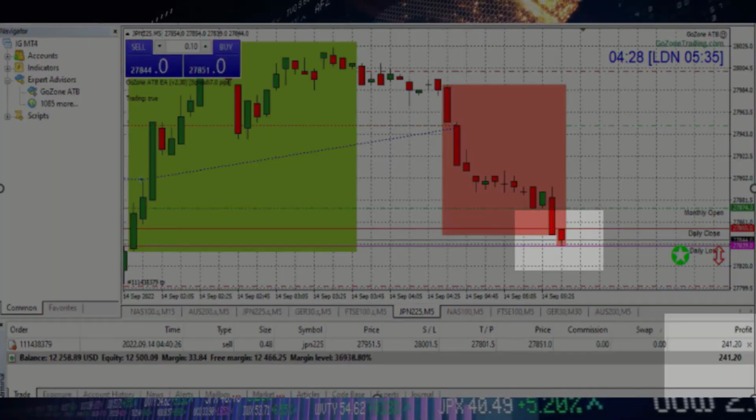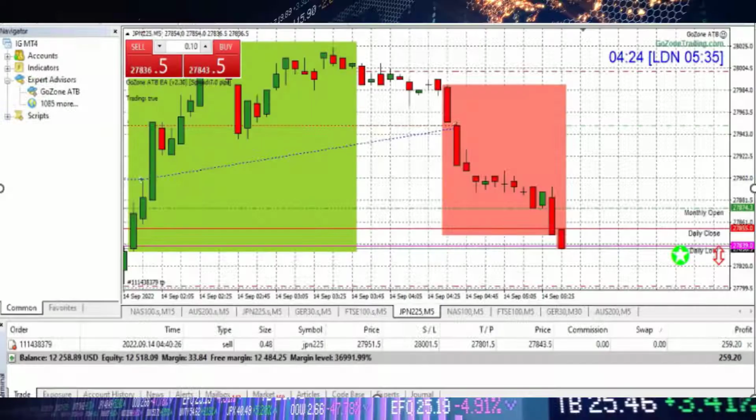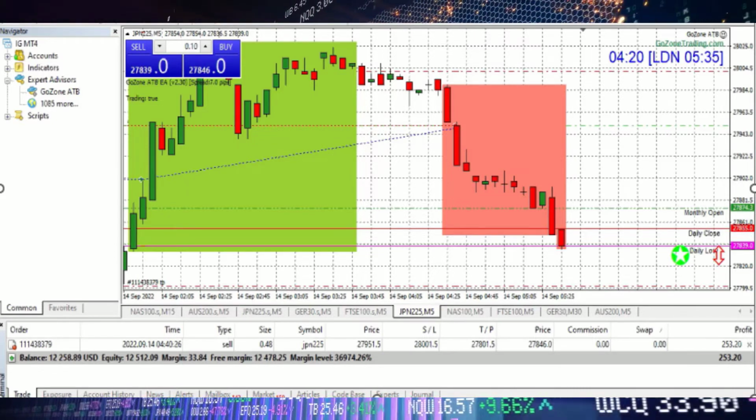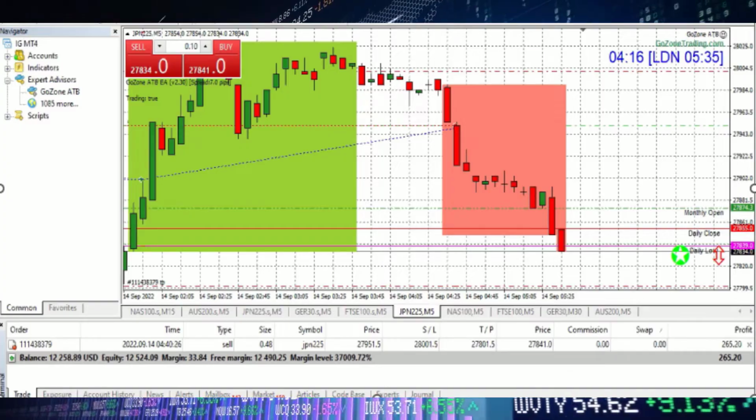Okay, we have just hit our 100-point target. Now the Go Zone ATB has closed out 50% of this trade, and now we are looking for our 150-point final take profit target.